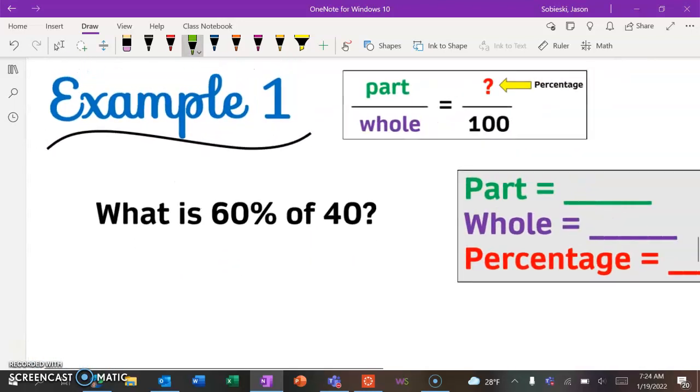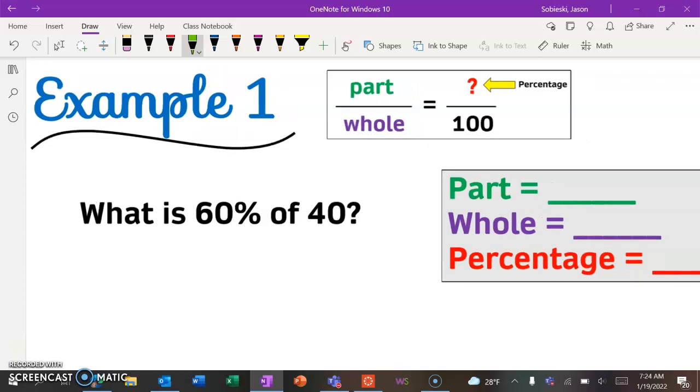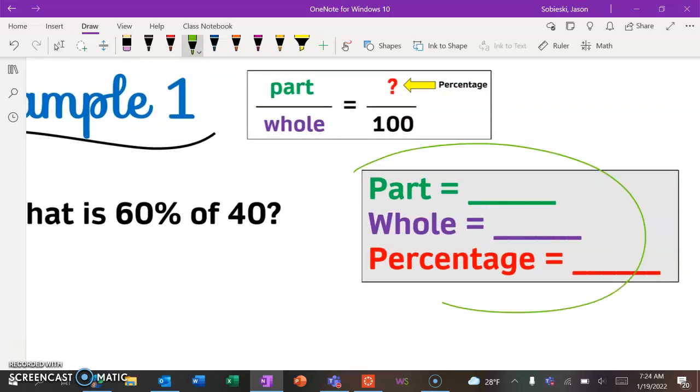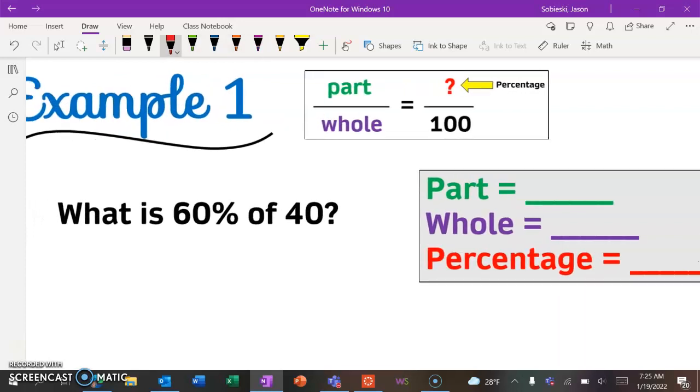So I'm going to try my best to do the color coding here because I think it helps. They want us to think of what is 60% of 40. So we're going to need these three pieces, and in the problem, we should know two of them. I think the easiest one for you to see is the percent. They give us 60%, so that's what we're going to put on the percentage line as 60.